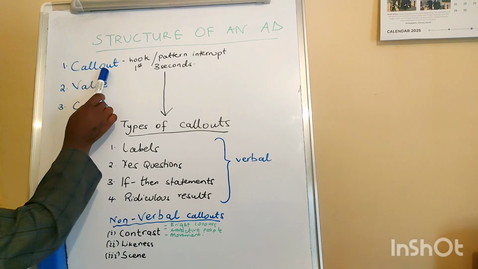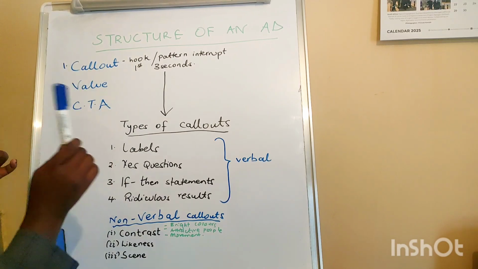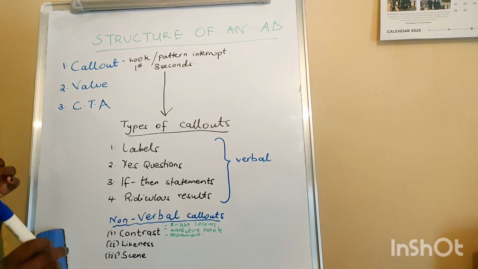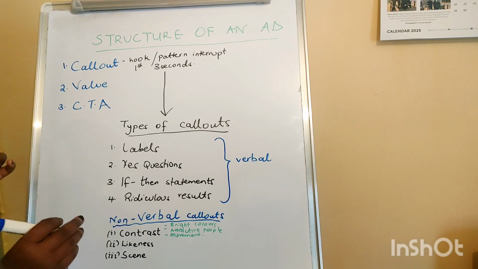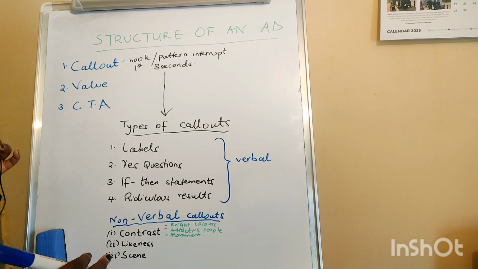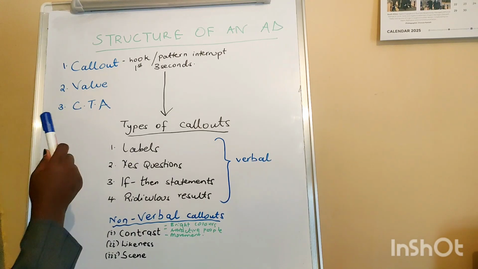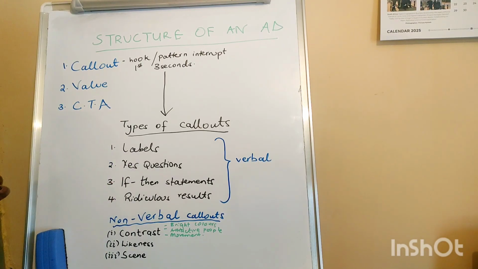So what is the purpose of the call out? The call out is for you to make people notice your ad. You're saying something outrageous that's going to make people notice your ad. You're telling them, hey, notice my ad, listen to what I have to say. This is to gain attention so that people can look at your ad and listen to it, okay?